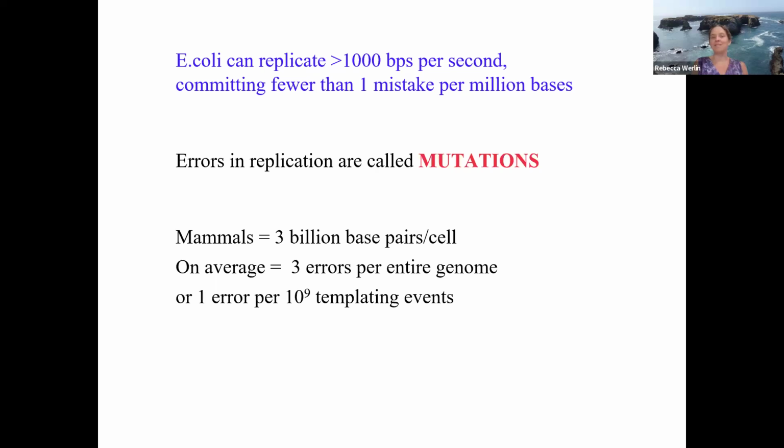So in mammals, let's say we have on average about 3 billion base pairs per cell. On average, we have maybe 3 errors in the entire genome, or one mistake is made per every 10 to the 9th bases that are added. I mean, think about that. That is just absolutely very, very, very careful replication.